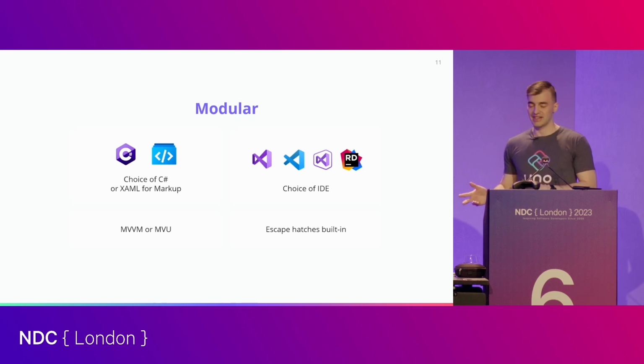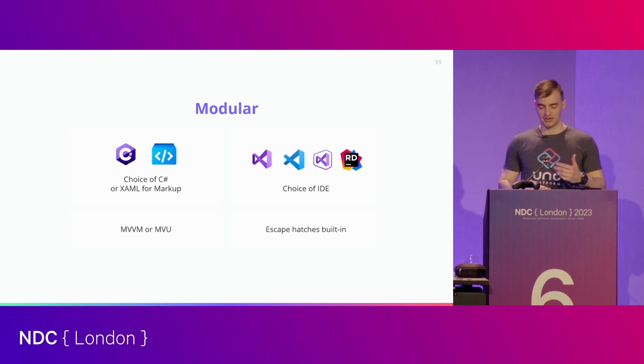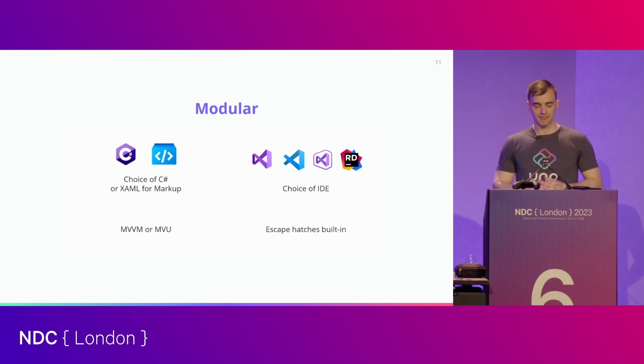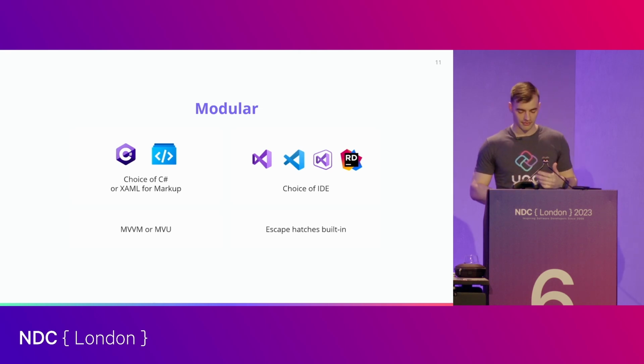You can choose any IDE. You can write in Visual Studio Code, or even Rider. You can use any architecture for UI, be it MVVM or MVU. And also there are escape hatches built in, so you can write native code and platform-specific code whenever you need it.